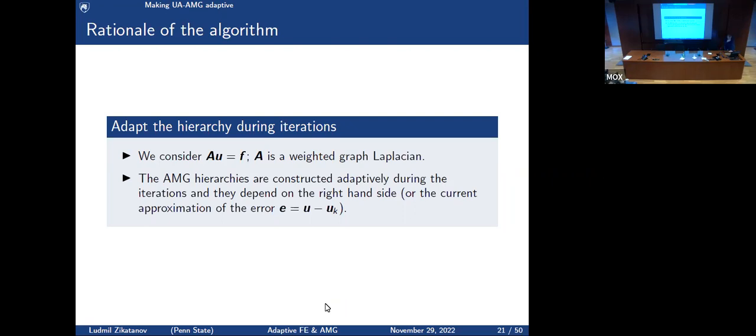So what we're going to do is build the hierarchy adaptively during the iterations. That means if we see that we make a big error because of some aggregate, because of some matching, that our matching is wrong, we're going to switch.